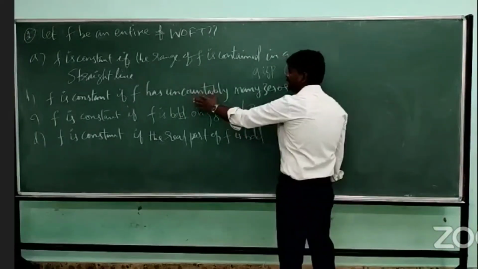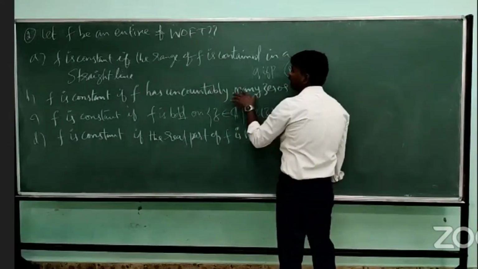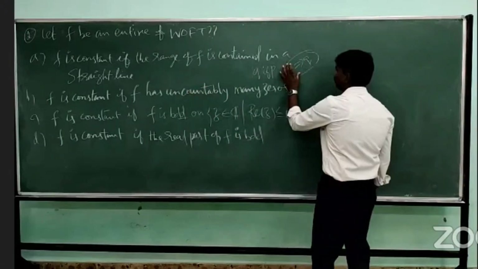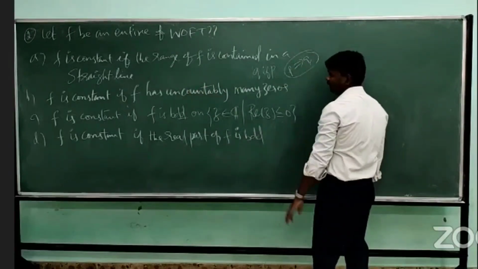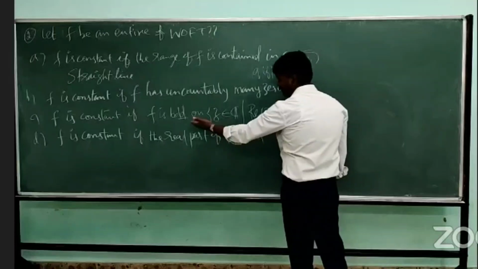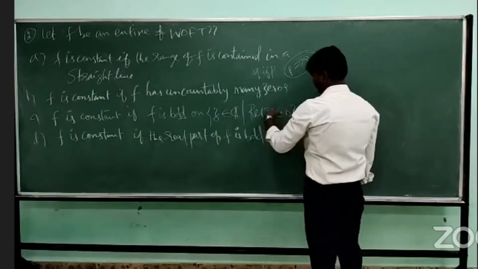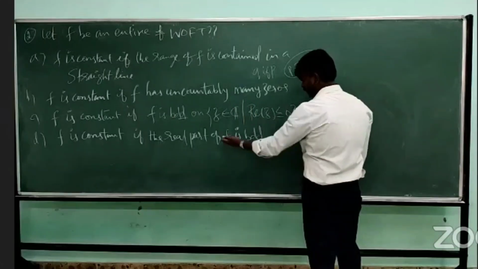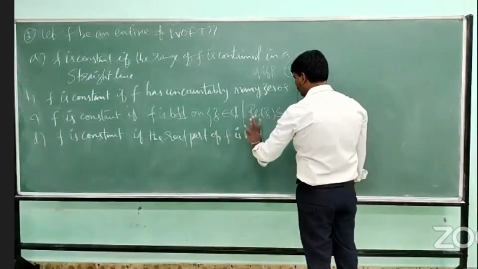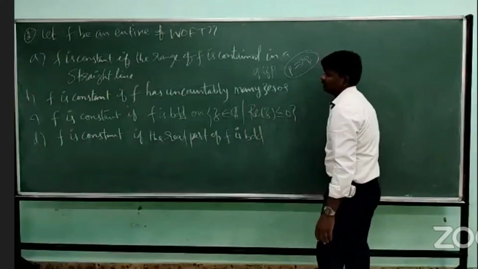So f is an entire function, and if it is zero at uncountably many points, then f should be zero. This is a hypothesis; we check whether we can conclude or not. The same thing: f is bounded on this set, and from that we can conclude f is constant. Similarly, the real part of f is bounded, then f is constant.